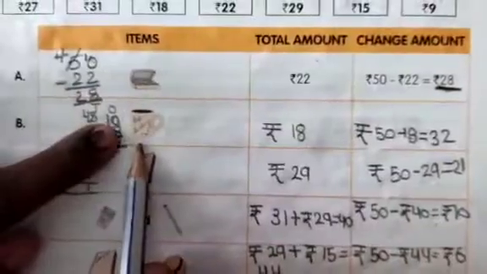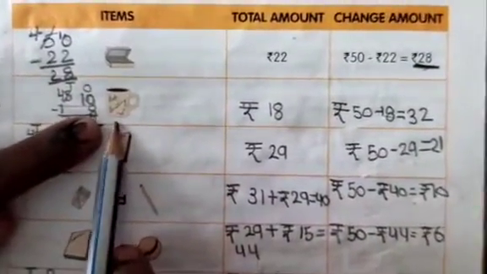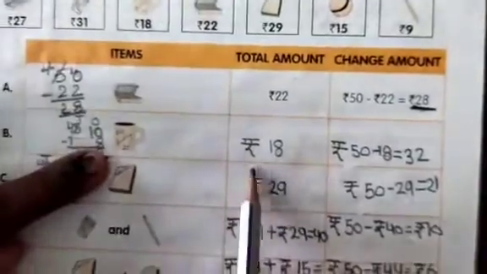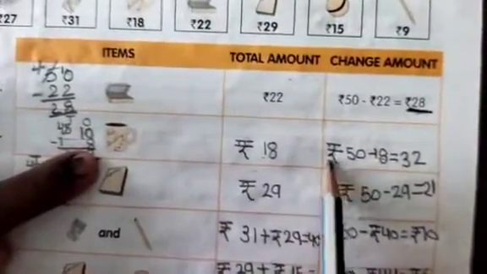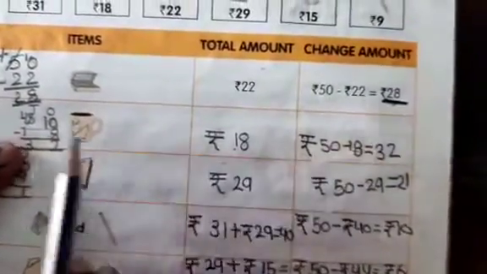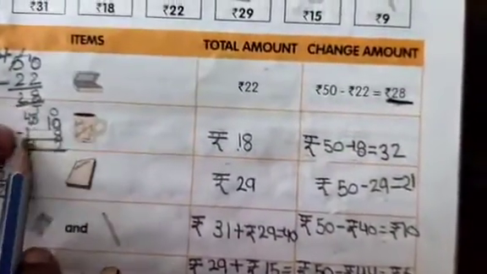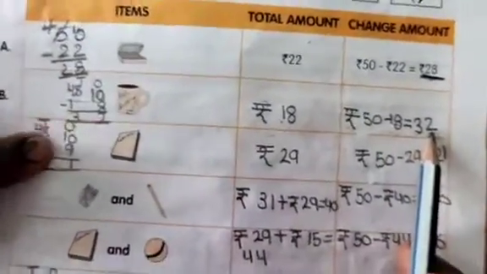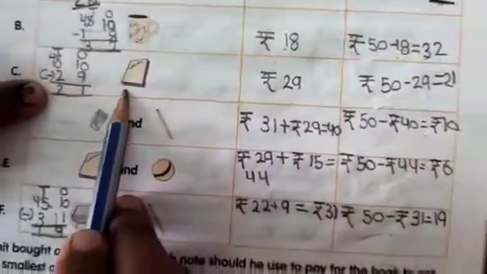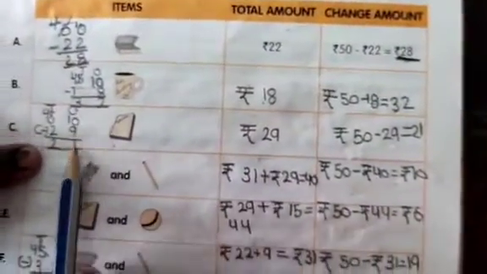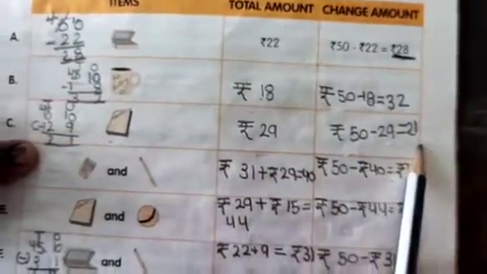Okay, children. The second one, this is a cup. The cost of the cup is 18. So we have to write here rupees 18 and rupees 50 minus 18. So 50 minus 18 is 32. So we have to write here 32. Okay. This is the book. The book cost is 29. So 50 minus 29 is 21.